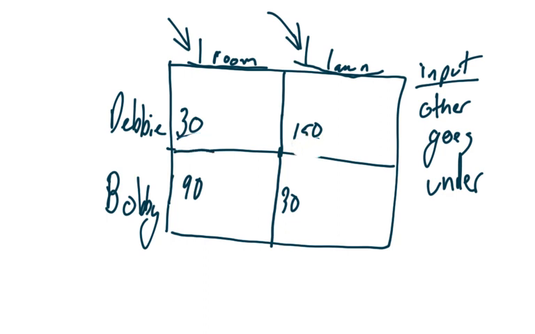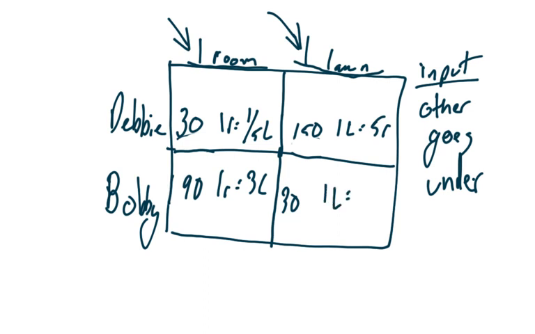All right, so once we do that, in the time it took Debbie to clean one room, it's going to be 30 over 150. She could have done 1/5 of the lawn. And the time it took for her to do one lawn, it's going to be 150 over 30. She could have cleaned 5 rooms. Bobby, in the time it takes for him to clean one room, he could have done 3 lawns. And in the time it took for him to do one lawn, it's going to cost him 1/3 of a room.